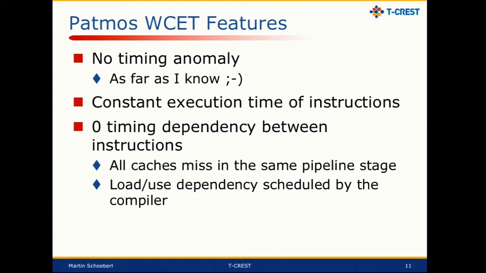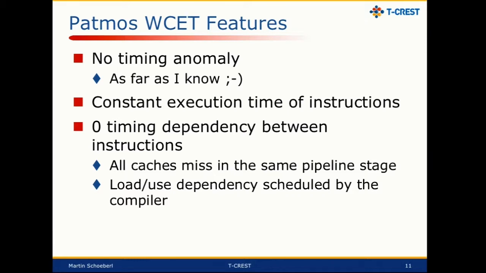All instructions have constant execution time, which might fit them for a separate idea to some extent. And there's zero timing dependency between instructions. Sometimes you have some, for example, if you have a standard pipeline with instruction cache and a data cache, if one instruction misses the data cache and one instruction misses the instruction cache, then you have a timing dependency between those instructions. In our case, with this method cache, we even miss in the same stage. So as far as I know, there's no timing dependency between any instructions.